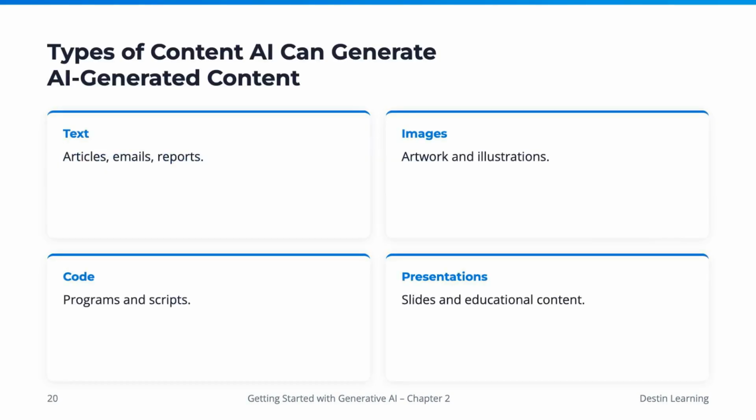Generative AI can produce a remarkable array of content types. For text, it can generate articles, emails, reports, and creative writing. When it comes to images, AI can create stunning artwork and illustrations, from realistic depictions to abstract designs. Developers benefit from its ability to generate code, including programs and scripts. And for educators and communicators, AI can even assist in producing presentations, including slides and other educational content.